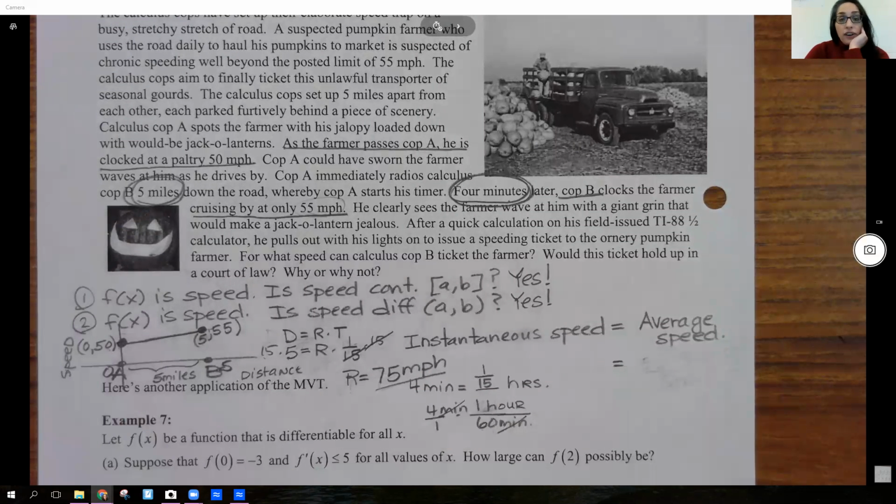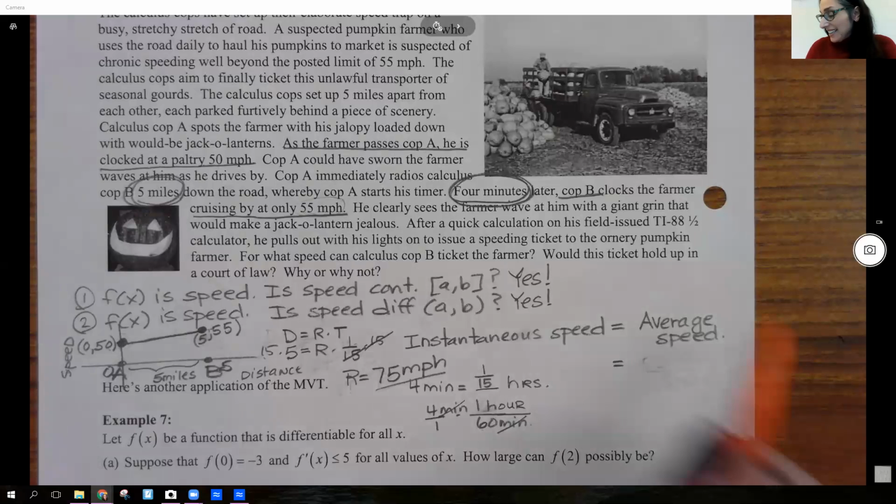So he actually at some point had to be going well over 55 miles an hour in order to get from cop A to cop B in only 4 minutes. I would go off if cops ever did this to me. I don't think any of them are taking the time to do this kind of math, but that's kind of cool.